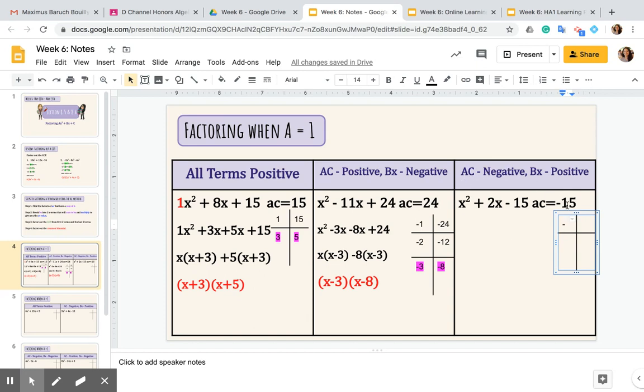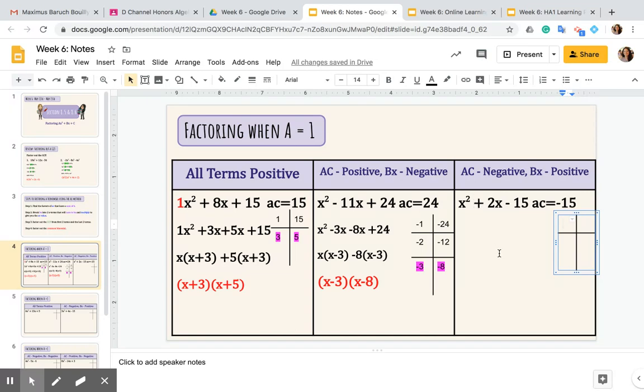If the AC value is negative, but your B term is positive, make the larger factor the positive. Okay, so I'm going to make my larger factor, regardless of what that factor is, if it's the larger one, I make that one the positive, because think about it. If you add two numbers that have different signs, and the quote-unquote larger one, I'm putting it in quotes because positives are always larger, really it's the one furthest from 0, but if the larger number's positive, then that's the sign that wins when you add them together, and we want that. We want the sum to be positive.